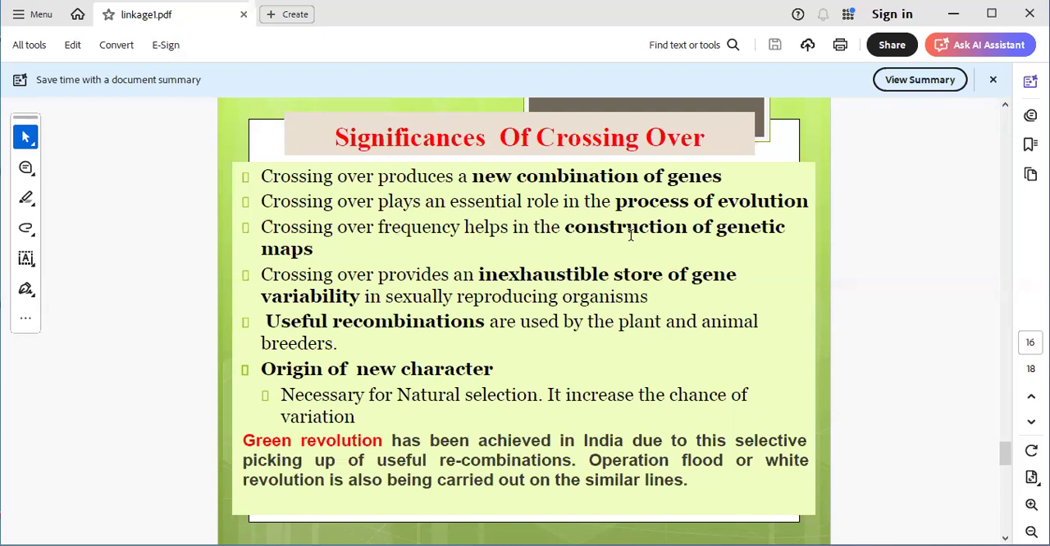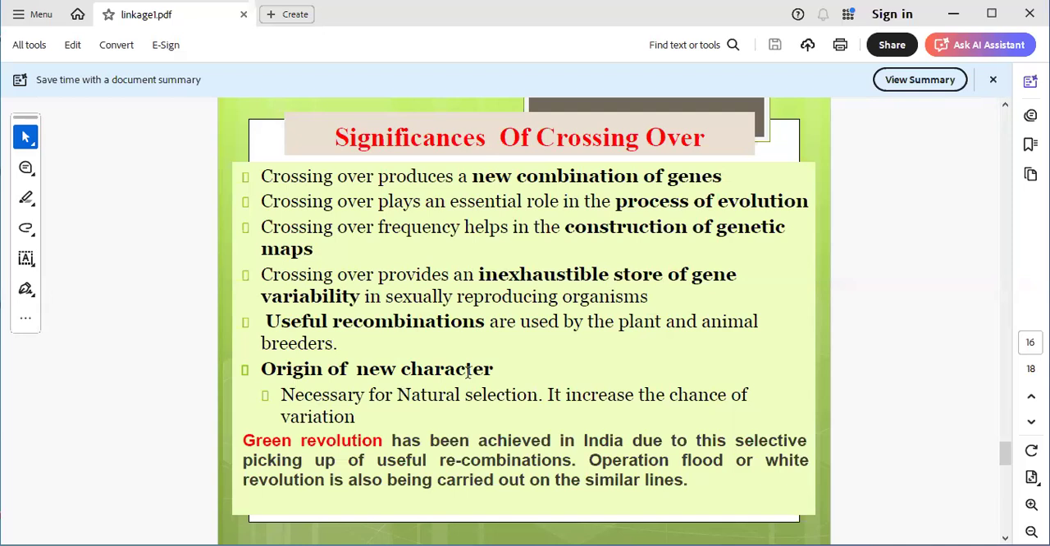And the crossing over frequency helps in the construction of genetic maps. Crossing over provides an inexhaustible store of genetic variability in sexually reproducing organisms, and useful recombinations are used by plant and animal breeders. If any character is beneficial, definitely human beings catch that character, improve the variety and release it into the market as a new variety by the plant breeder or animal breeder.